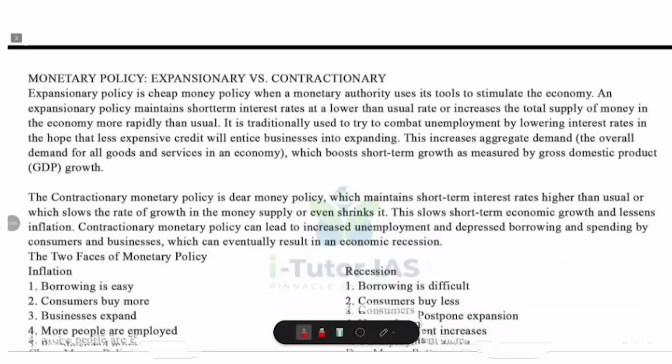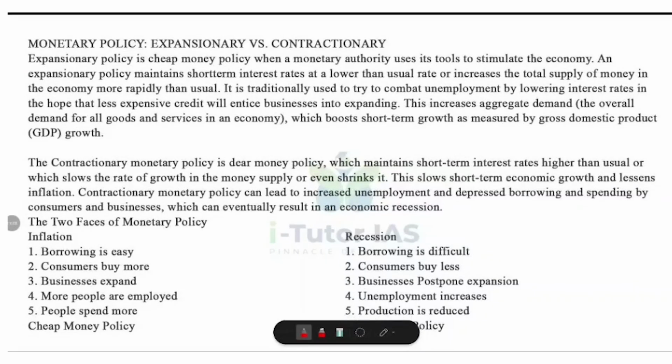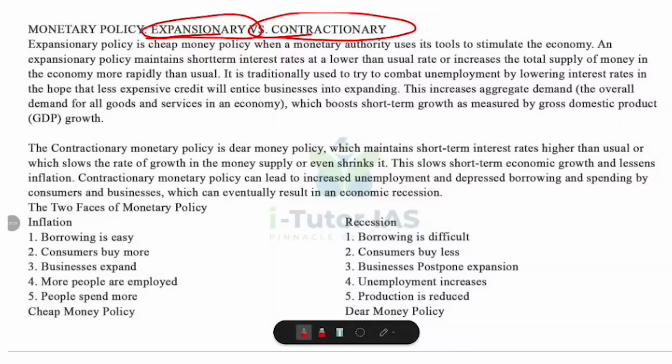Now that we know what monetary policy means, we are going to understand the two broad types of monetary policy, that is expansionary monetary policy and contractionary monetary policy. It is very important for the UPSC examination. So let's look at it one by one. What is called expansionary monetary policy? It is also called cheap money policy.